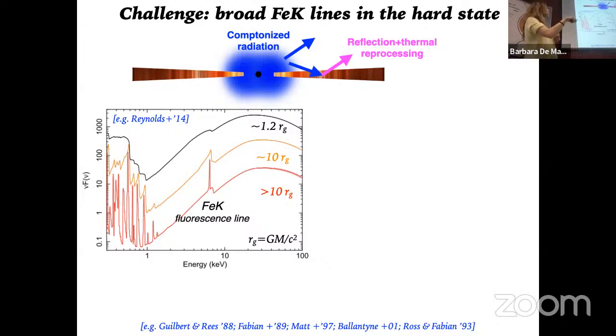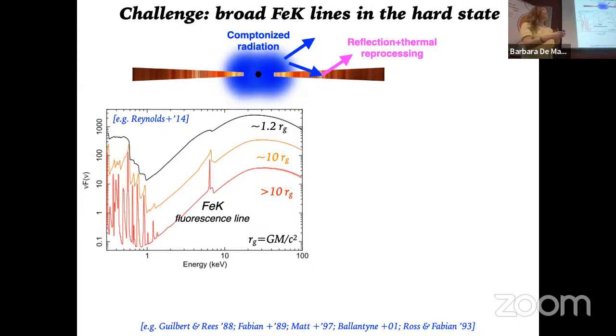What happens is that the most prominent feature is this iron K fluorescent line that is observed at 6.4 keV. And the importance of this feature is that it is observed in a part of the spectrum which is quite clean from other components. So it is very easy to measure this line. And it is observed basically in all sources. So it's a proof of having a disk in this source.